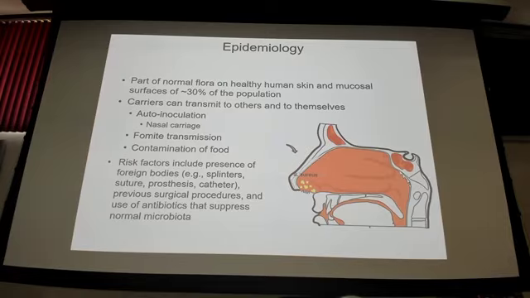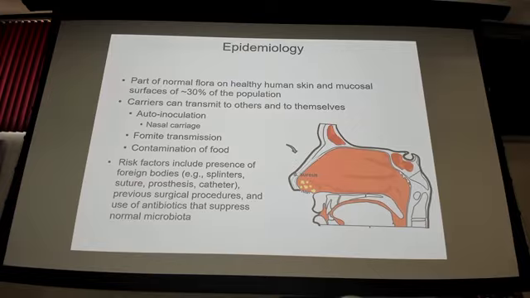Contamination of food. Most people don't really associate Staph aureus with foodborne illnesses, but this particular bacteria does produce exotoxins, and those exotoxins can cause problems with foodborne illness. So we'll talk about that in a little bit more detail. That's another way that you can spread not just to another person, but to many other people in big outbreaks.